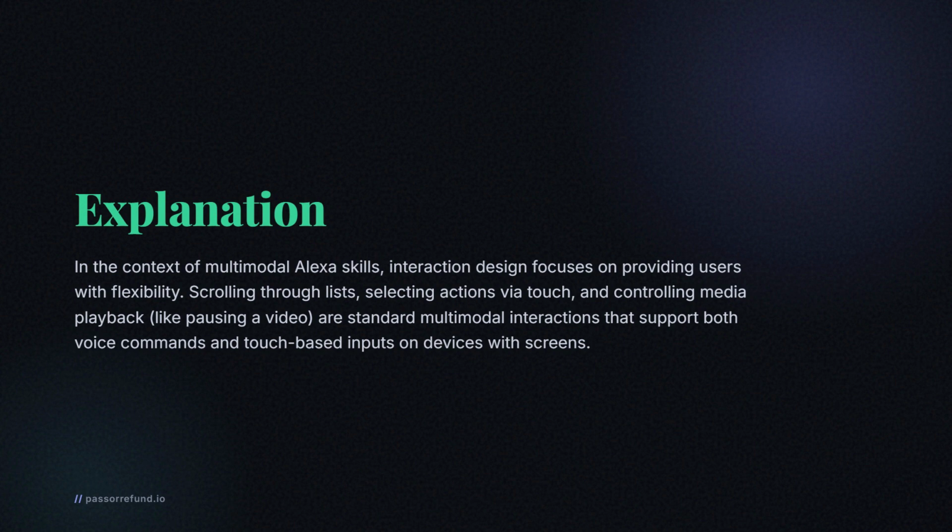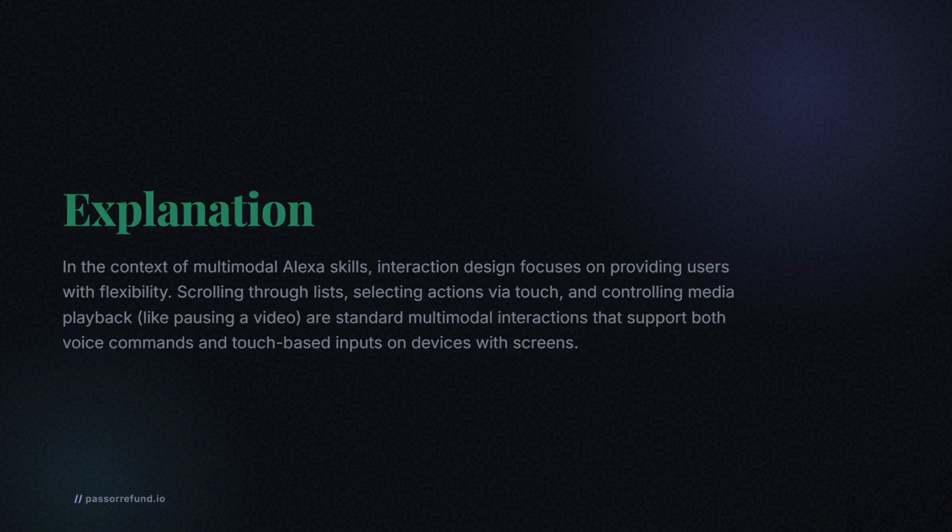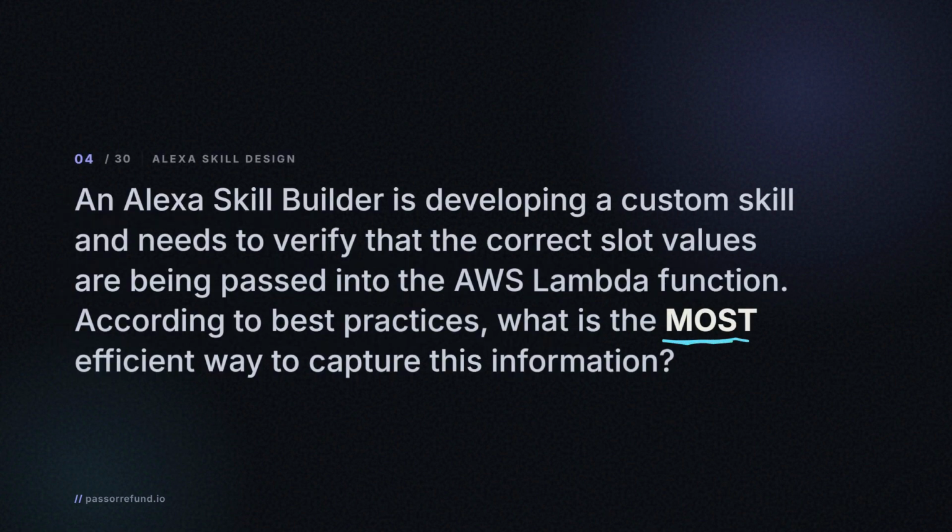The right pick is A and B and D. In the context of multimodal Alexa skills, interaction design focuses on giving users flexibility. Okay, let's move on. An Alexa skill builder is creating a custom skill, and they need to make sure the right slot values are going into the AWS Lambda function. What's the best and most efficient way to get that information, according to best practices?